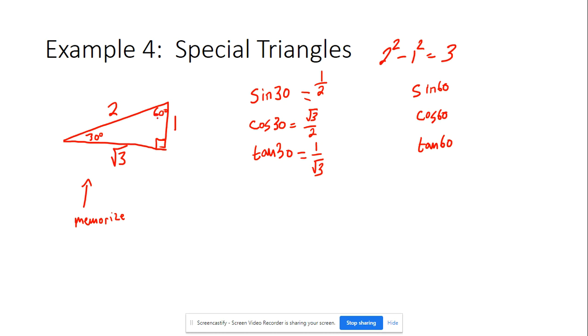Now I'm doing the same thing, and these are going to be very similar, but I'm going to do it for 60 degrees. So if I'm doing sine 60, here's my angle, here's my opposite, here's my hypotenuse. It is root 3 over 2. Cosine 60 is 1 over 2. And tan 60 is root 3 over 1, which is just equal to root 3. Okay. Now, we use these to be able to figure out other types of problems.